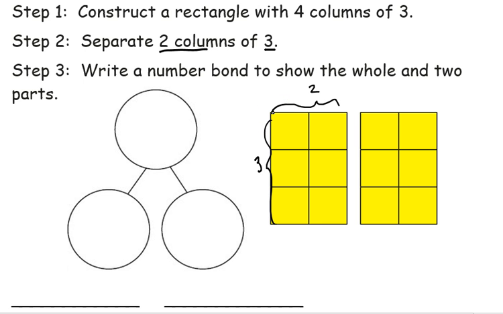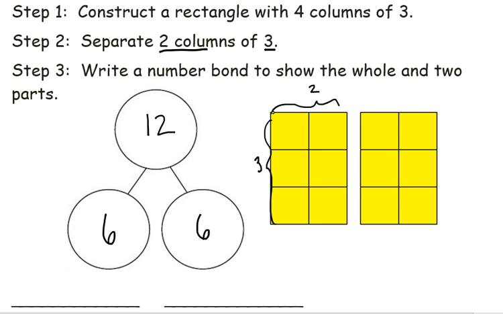Now we're going to show this whole picture as a number bond. Remember, with a number bond we have the total number of squares at the top. So I have 12 squares in all. In my first half I have 6 squares, and in the second half I have 6 squares as well.